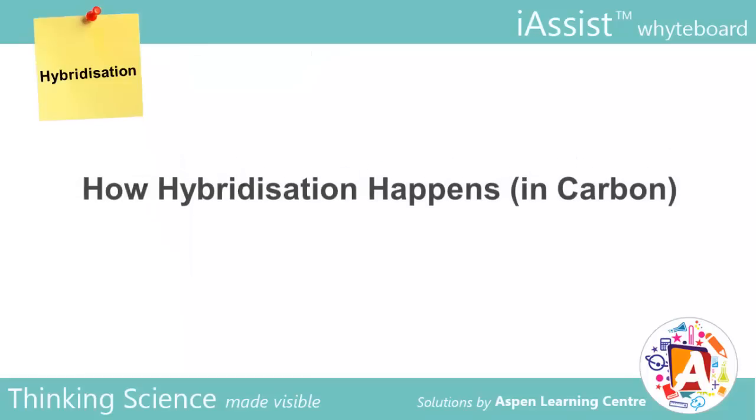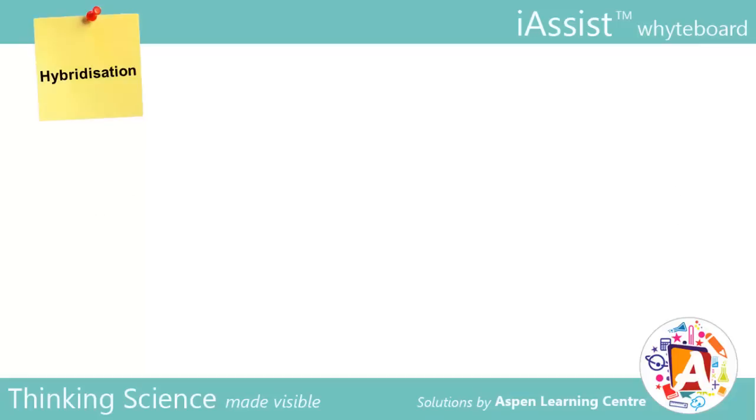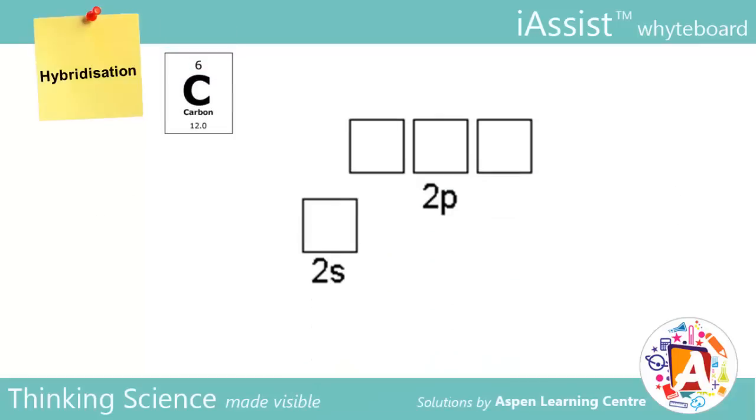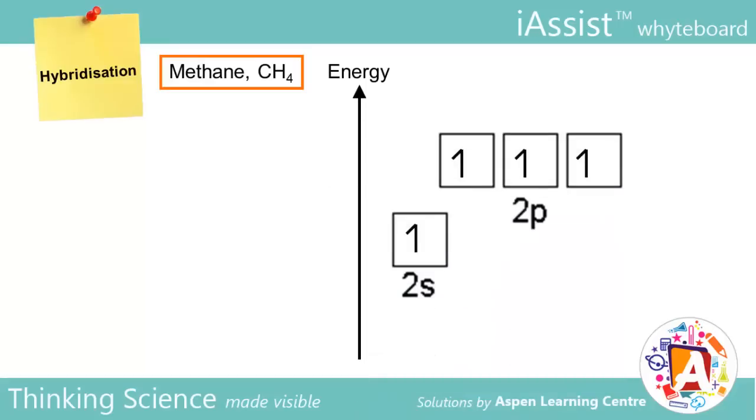So how does hybridization really take place in simple covalent molecules? When a carbon atom is to form four covalent bonds in a molecule, it needs all its four orbitals, 1, 2s, and 3, 2p, to be singly filled. Therefore, simple excitation first occurs just to promote one electron to fill the previously vacant 2p orbital.